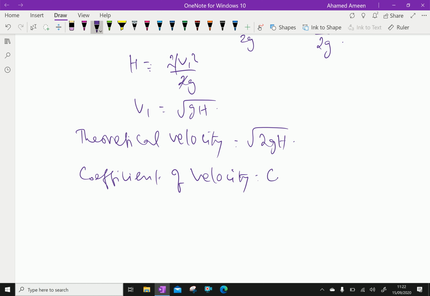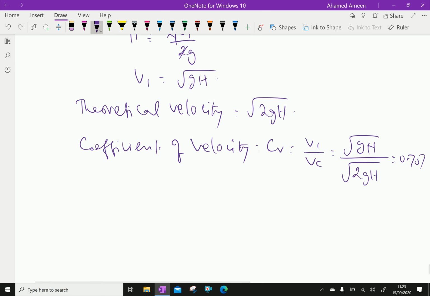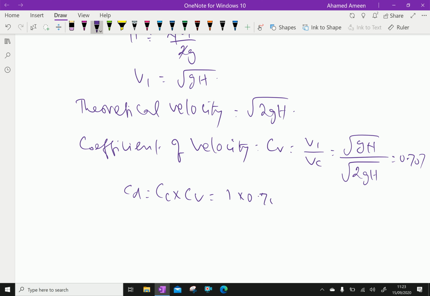Therefore the coefficient of velocity CV equals V1 by VC, which is root of gH over square root of 2gH, which equals 0.707. Next, as the area of the jet at outlet is equal to the area of the mouthpiece, we can write CD equals CC into CV. Here CC is 1 because it is running full, and CV is 0.707, so CD equals 0.707.